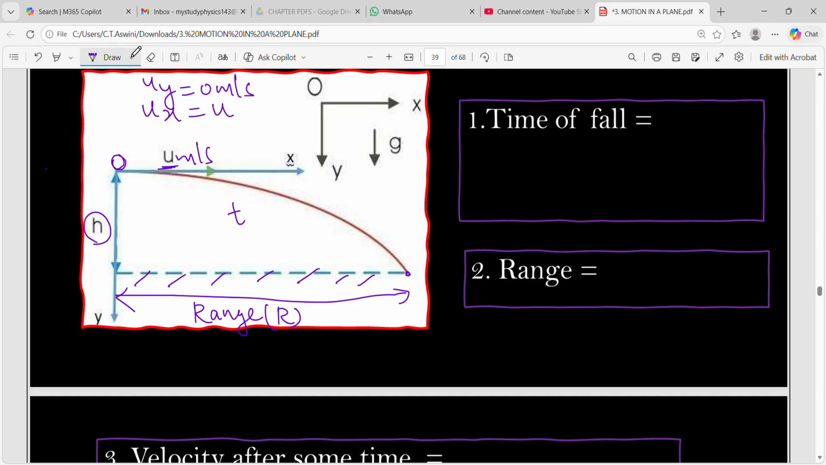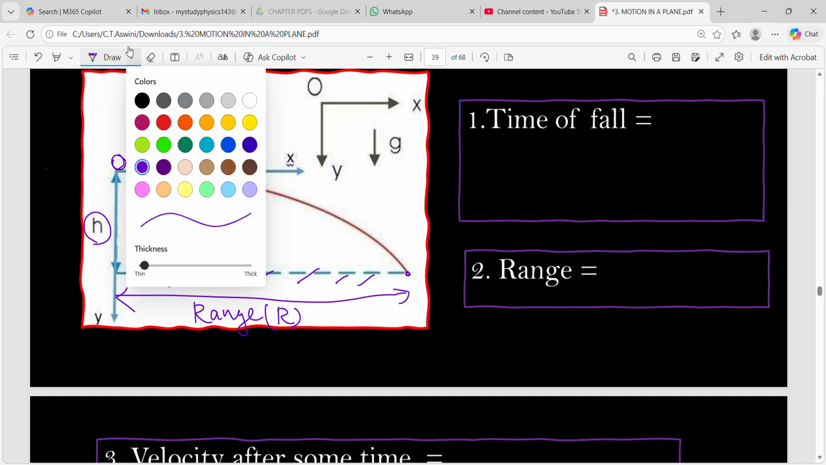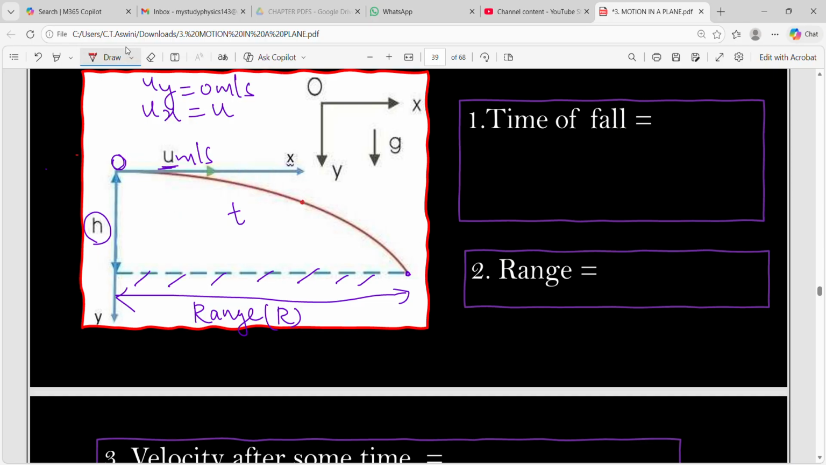Now suppose I randomly select any point here, let this point be A. The particle was moving like this in this path. Will it be u only here or will it be v? This is after some time, right? So it will become the final velocity. So what about vx? This is vx.